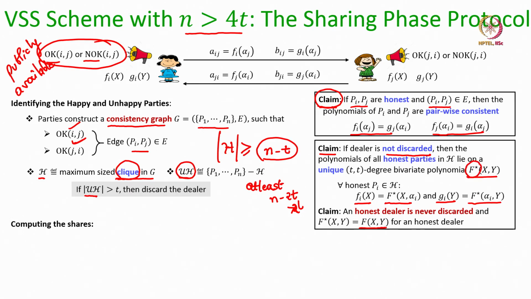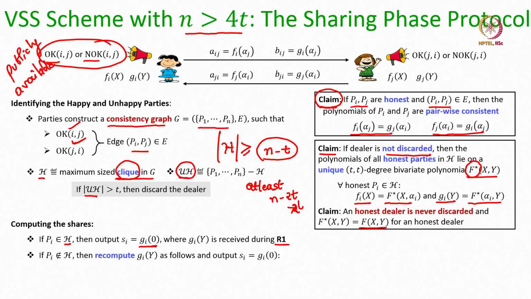Now, the protocol is over, in the sense that no more rounds are required. If the dealer is not discarded, that means the verification is done, and what is left now is to compute the shares for the respective parties. So, how are the shares computed? Depending upon whether a party is a part of the happy set or not, the shares are computed differently. If a party P i is part of the happy set, then it simply takes the constant term of the column polynomial which it has received from the dealer during the first round as its share.